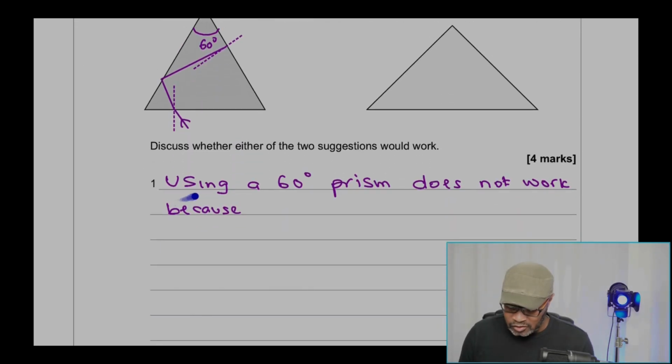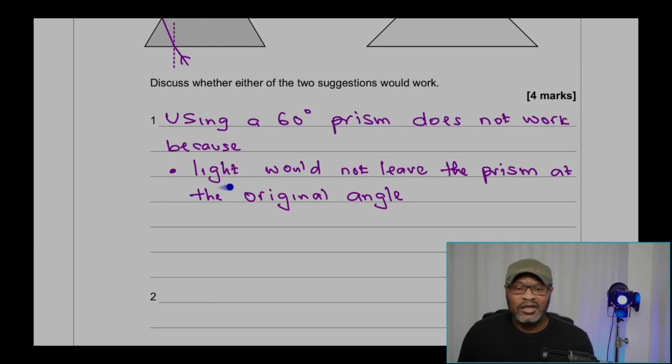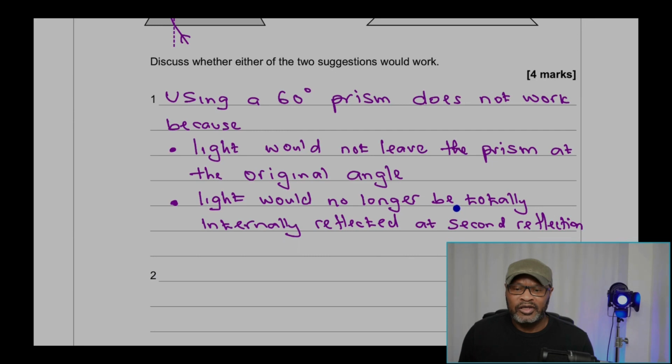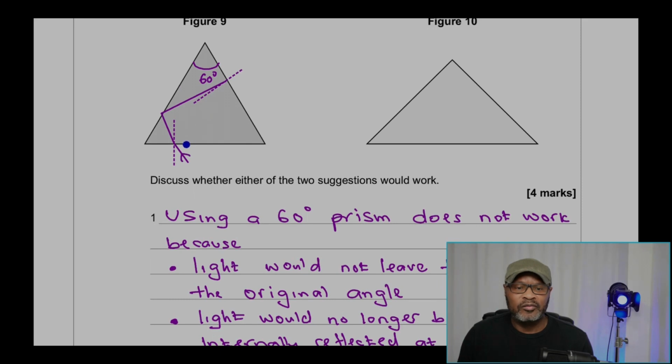We can say using a 60-degree prism does not work because the light would not leave the prism at the original angle. So the light coming back will not leave the prism at the original angle. That's the original angle there. That means parallel to that. Won't be. It'll be more like that. Light would no longer be totally internally reflected at the second reflection, because the angle will be less than the critical angle, so you get some reflection.